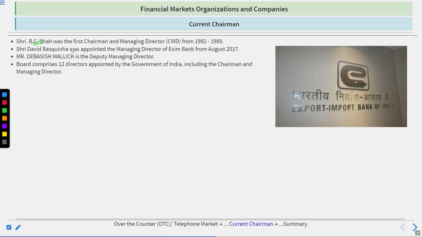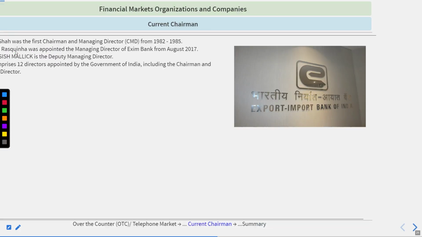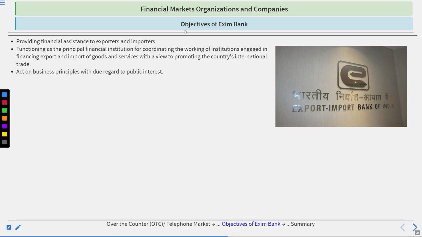Now, remember R.C. Shah was the first chairman and managing director from 1982 to 1985. The Board comprises 12 directors appointed by the Government of India, including the chairman and managing director. This you have to check by yourself because this is actually part of the current affairs and changes over a period of time. Now, what are the objectives of Exim Bank?